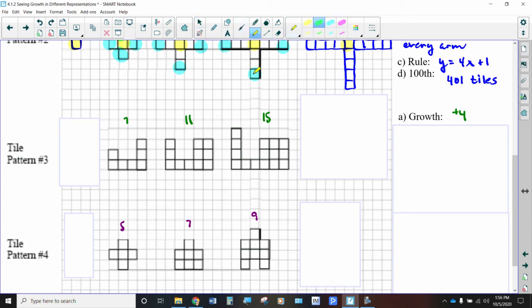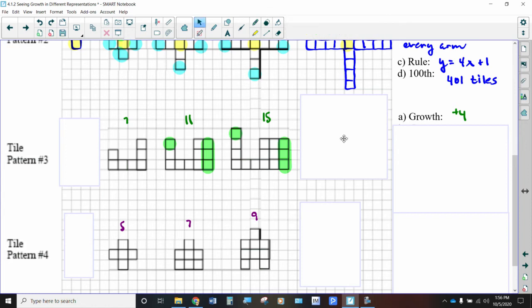Let me do this in green here. So it looks like one of them is being added on here, and then you've got 3 being added on the right-hand side. So every single time you add 4: one of them on that first column, and a column of 3 being added to the right.